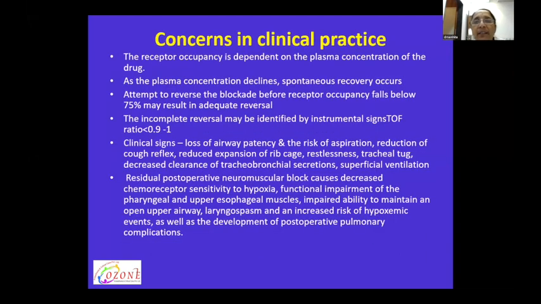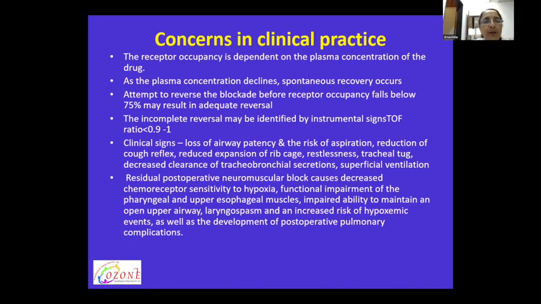Then what are the concerns in clinical practice? The receptor occupancy is dependent on the plasma concentration of the drug. As the plasma concentration declines, spontaneous recovery occurs. That we all know. An attempt to reverse the blockade before receptor occupancy falls below 75% may result in inadequate reversal. The incomplete reversal may be identified with a nerve stimulator, that is, if the train of 4 ratio, T4 by T1, is less than 0.9, that is, if the four responses appear in train of 4 but the ratio is less than 0.9, then that leads to inadequate reversal in the recovery room.